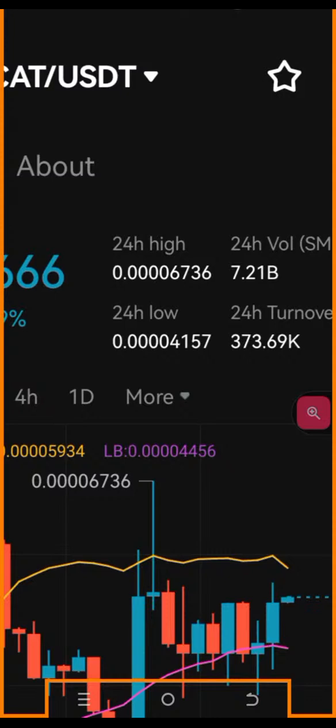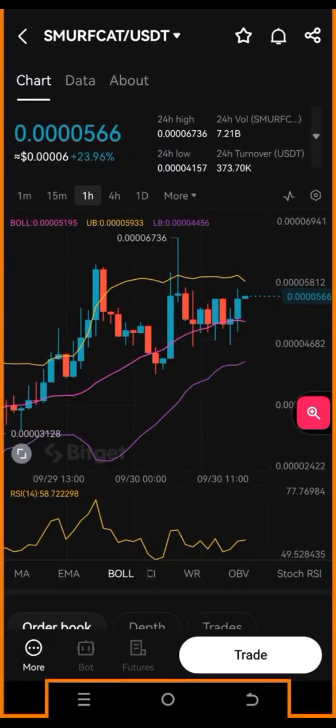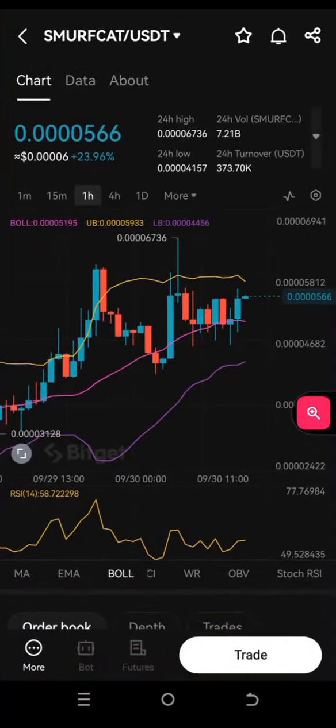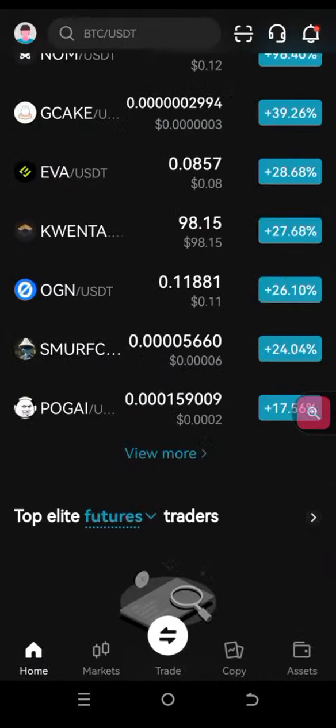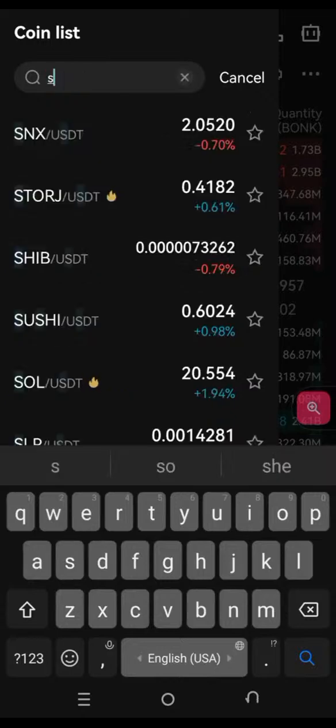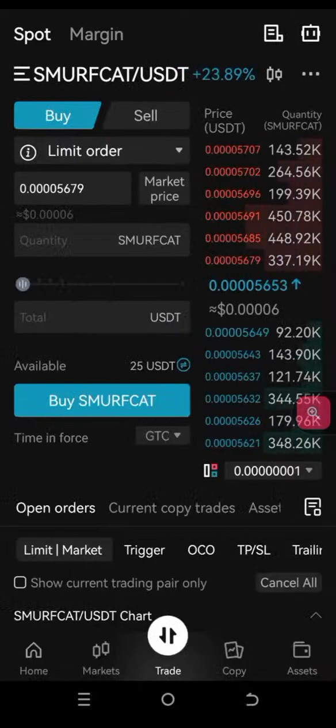So now let's go into the actual coin. So we're going to search it out. Look at the name. It's SmurfCat. Such a long name for a coin, but you can actually have any name that you so choose. So let's go ahead and check this out. We're going to search for SmurfCat. All right. So here we are.